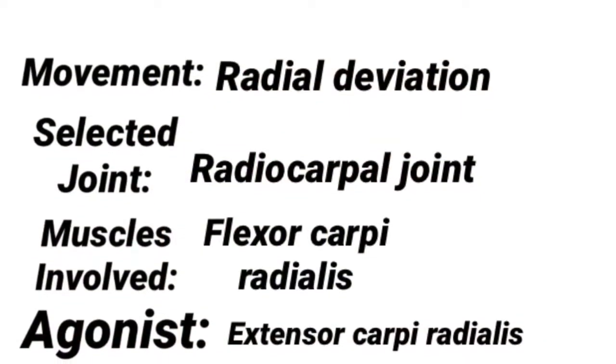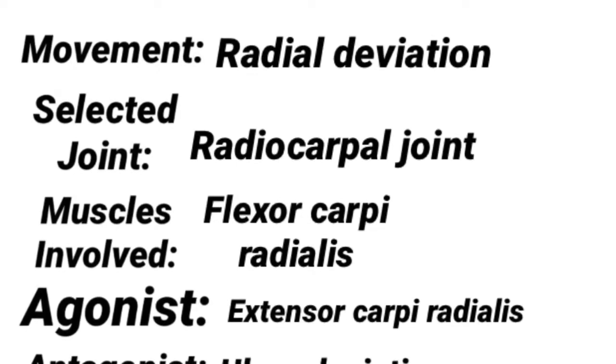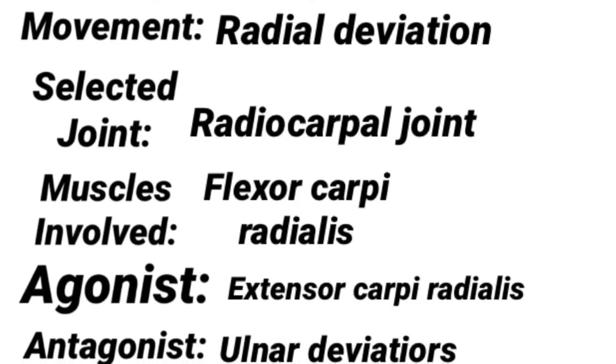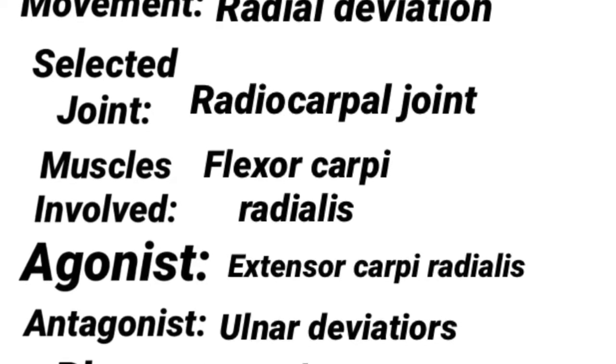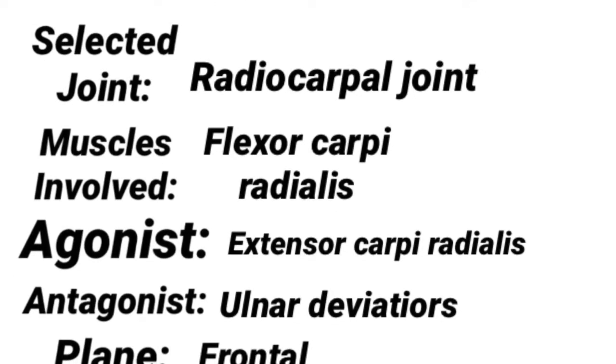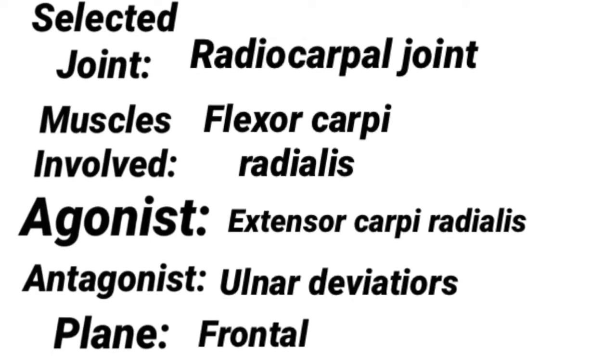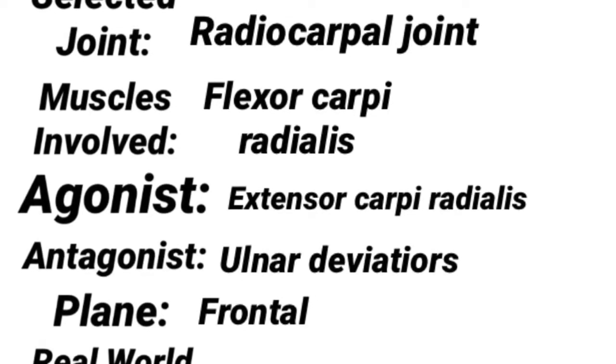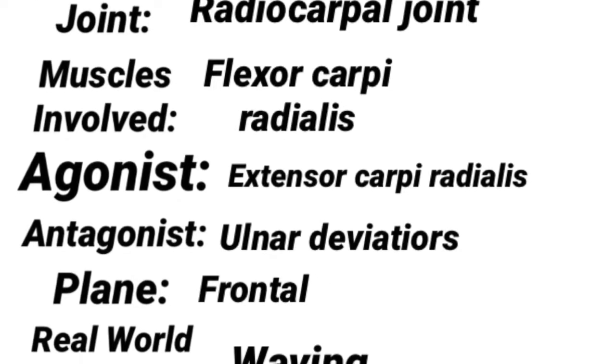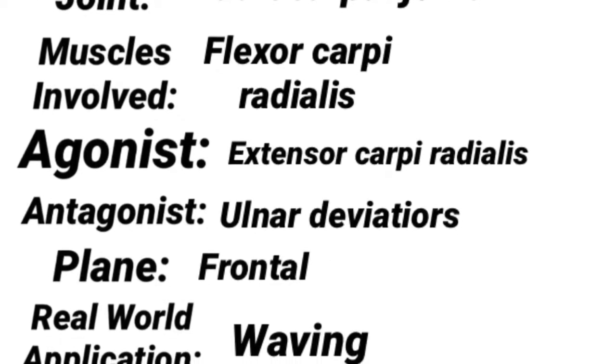Our 14th movement is radial deviation. The selected joint is the radiocarpal joint. The muscles involved are the flexor carpi radialis. The agonist is the extensor carpi radialis, and the antagonists are the ulnar deviators. This movement takes place in the frontal plane, and a real-world application would be waving.